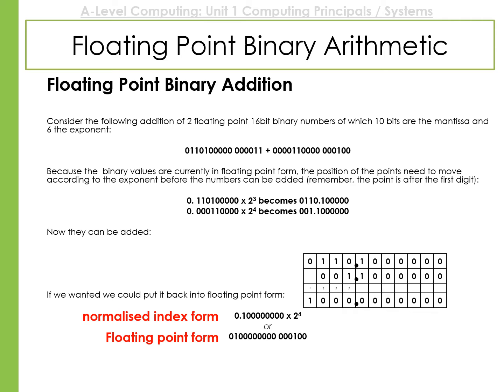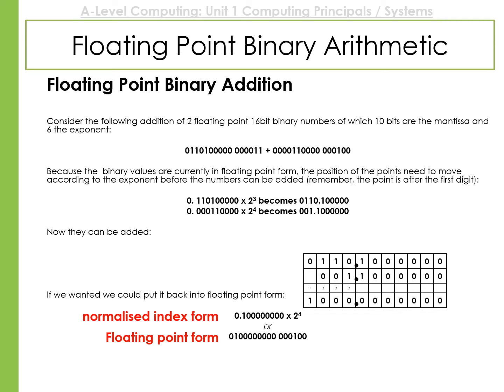So now let's think about the addition of two floating point 16-bit binary numbers, where 10 bits we know are the mantissa and 6 bits are the exponent. Now we know that because binary values are currently in floating point form, the position of the points needs to move according to the exponent before we can actually add the numbers.